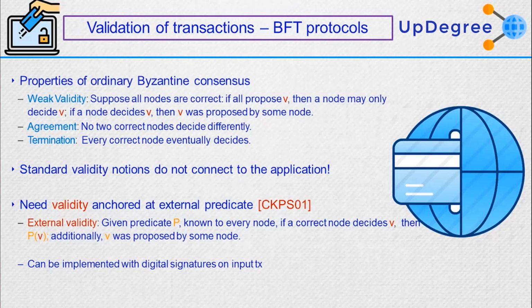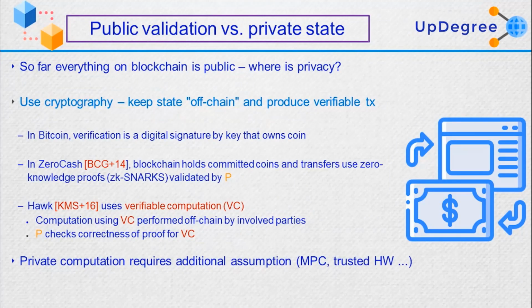There should be an agreement, which means no two correct nodes should decide differently. And every termination should also have correct nodes only. That's the only important thing, and nothing else, as a BFT. So let's understand a bit of private validation versus public validation. So far, is everything on the blockchain? Where is privacy? That's why we use cryptography, and it gives you a verifiable transaction.